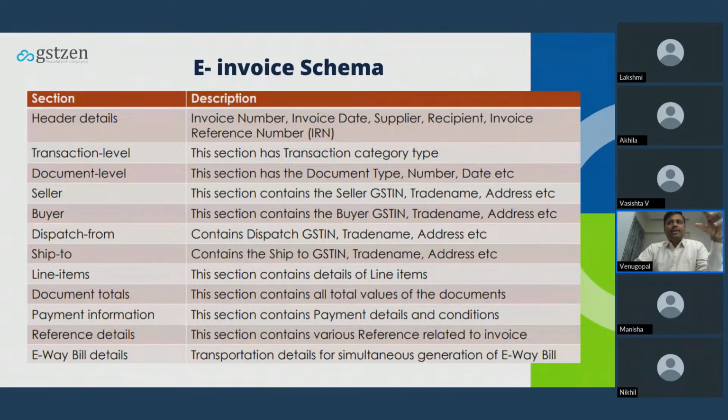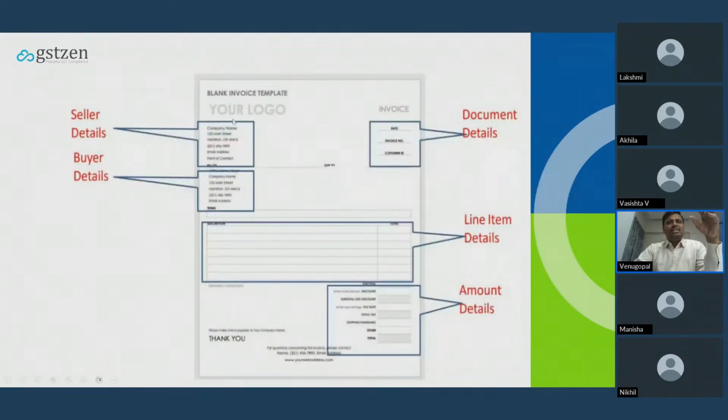I'll actually explain this with the invoice. You can see this is the seller section, buyer section, document. So these are all the sections. And what you are seeing in the red color are all mandatory sections. That means a minimum of one piece of information is required.